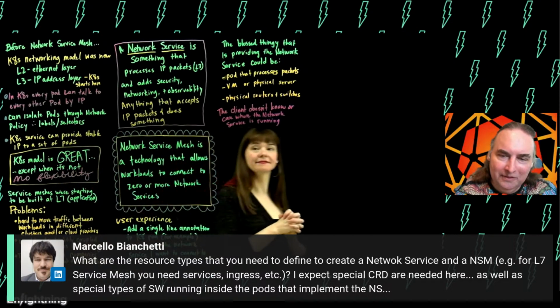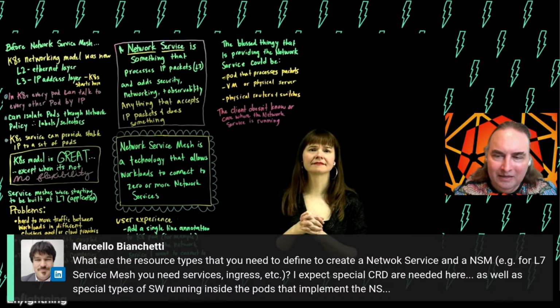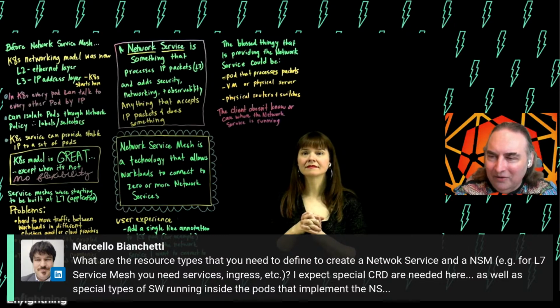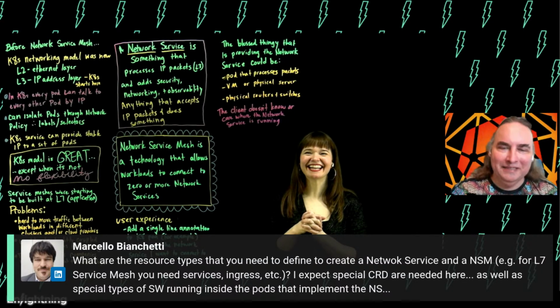What are the resource types you need to define to create a network service? At an NSM, e.g. for L7 services, you need services, ingress, etc. I especially expect CRDs are needed here, as well as a special type of software running inside the pods that implement DNS. Oh, wow. So you stacked a bunch of really pertinent questions there, Marcelo. So let me break this down bit by bit.